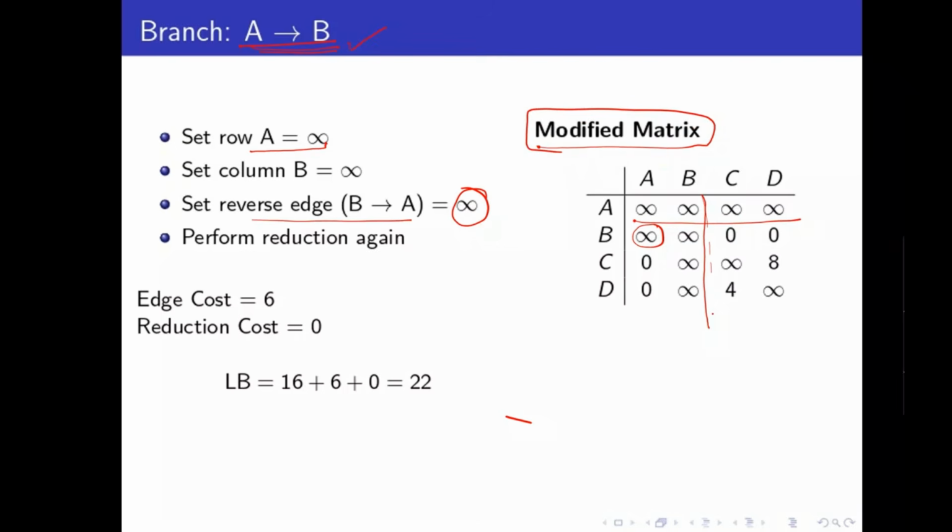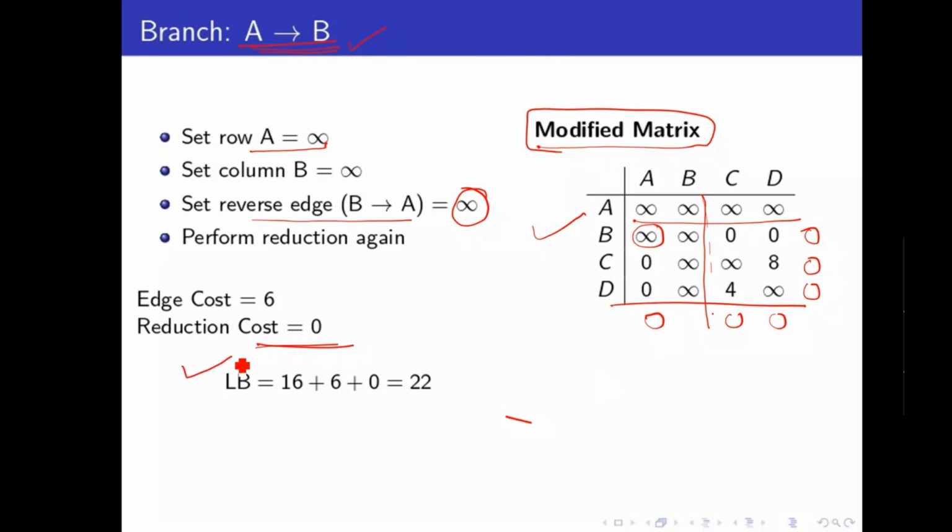Okay. Now on this we'll try to apply the reduction. So how much can we reduce in row? Here all are infinite, we cannot reduce anything. This one is 0, 0, 0. So row reduction is 0. Now in column, if we look at 0, here all infinite, we cannot reduce, 0, 0. So total reduction cost will be 0.